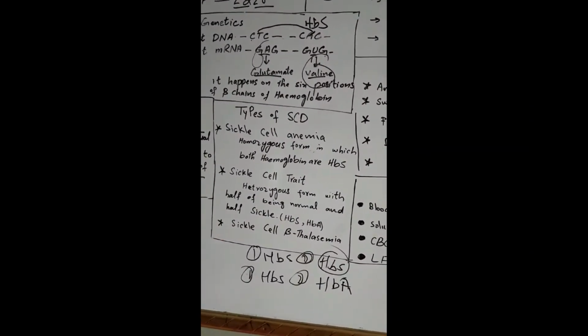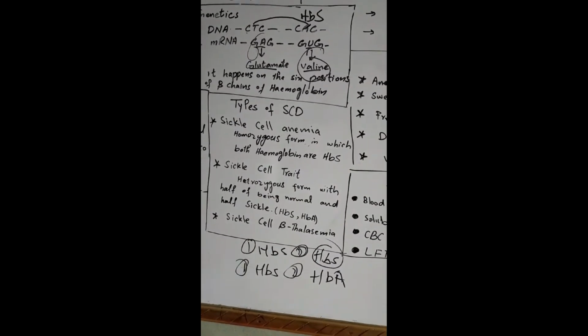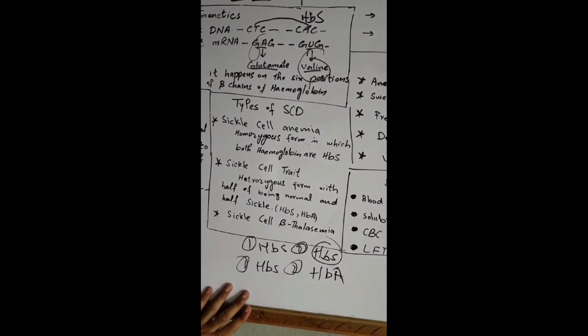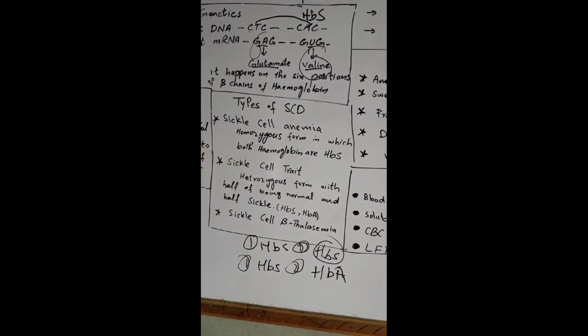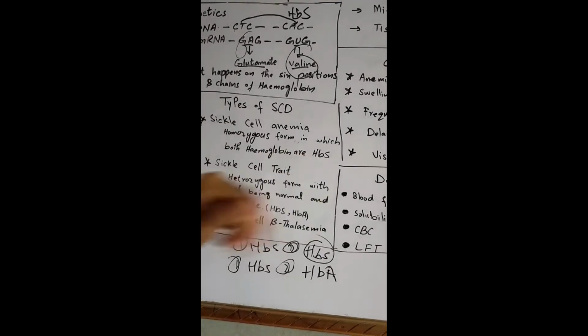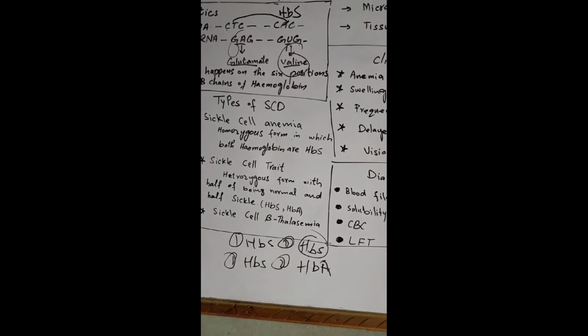Okay. Now we will discuss the types of SCD. First we will talk about the terms homozygous and heterozygous. Homozygous means same and heterozygous means different types. The first one is sickle cell anemia. It is the homozygous form in which both hemoglobins are HBS, meaning one HBS from the mother and one HBS from the father.